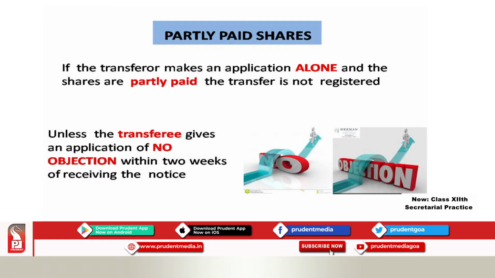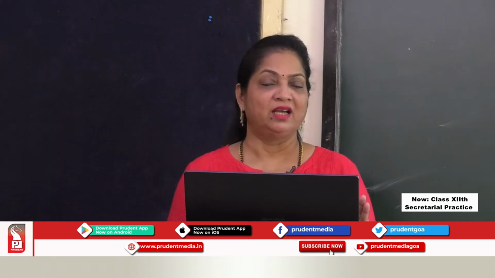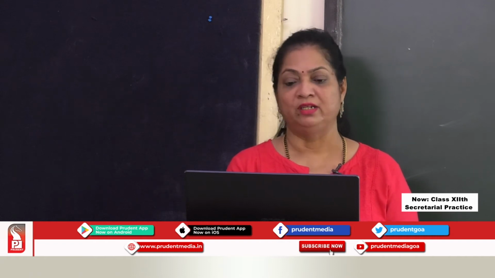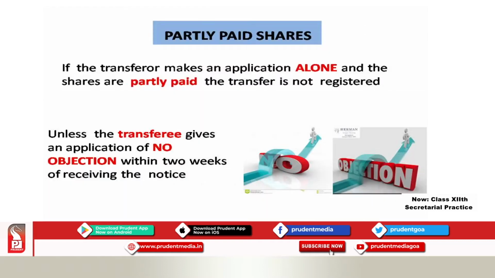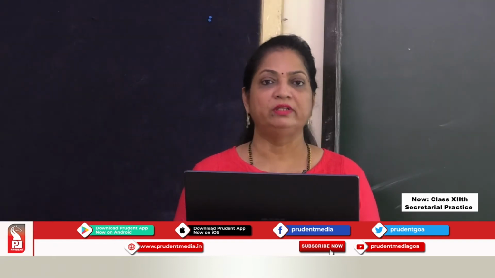Okay? The transferee should have no objection that the shares are partly paid up and are being transferred to him. Only then can the transfer take place. Otherwise, transfer does not take place when shares are partly paid up. Shares have to be fully paid up. So in the second part you can see here, unless the transferee gives an application of no objection, you can see the no objection on the screen. Within 2 weeks of receiving the notice, he has to give this no objection to the company.